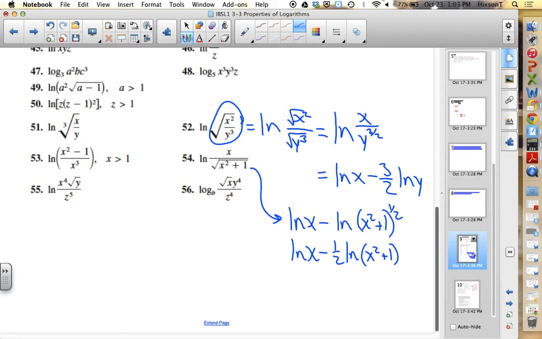Mr. Hickson, tomorrow at the quiz we can use a calculator for all the problems, right? Tomorrow for the quiz, you can't use the calculator. For all. Sure.